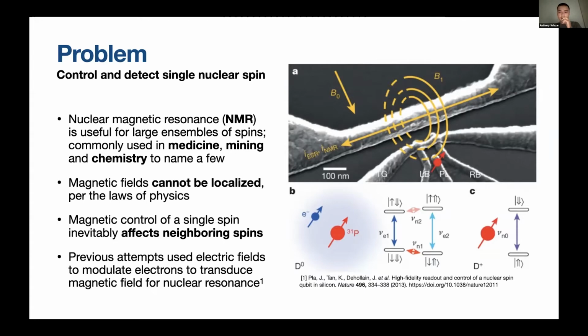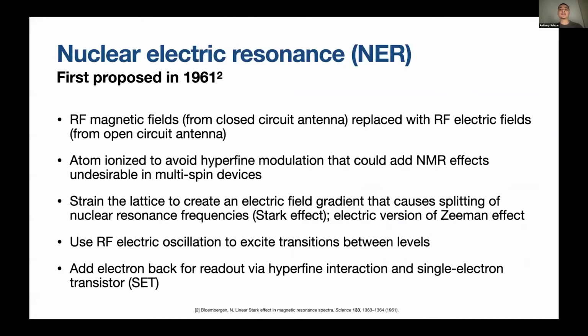So nuclear electric resonance comes into the picture in 1961. Essentially, you use RF magnetic fields, which you can think of as a closed circuit antenna. Those are replaced with an RF electric field, which comes from an open circuit antenna. And your atom, which in this case we're going to be talking about antimony, is going to have to be ionized in order to avoid this hyperfine modulation that could add those nuclear magnetic resonance effects, which is undesirable in multi-spin devices because you don't want to affect neighboring spins if you're trying to control a single spin.